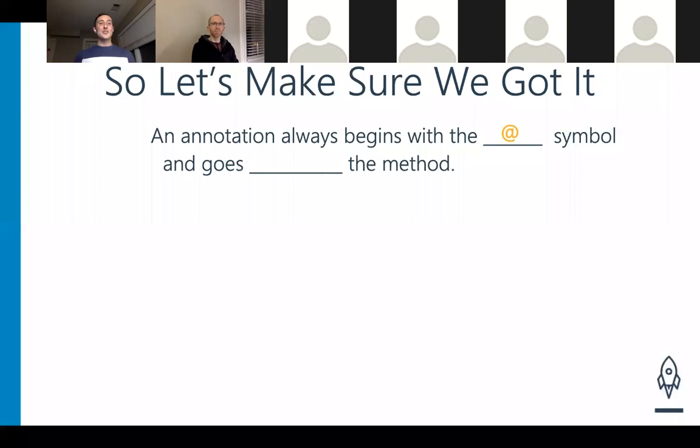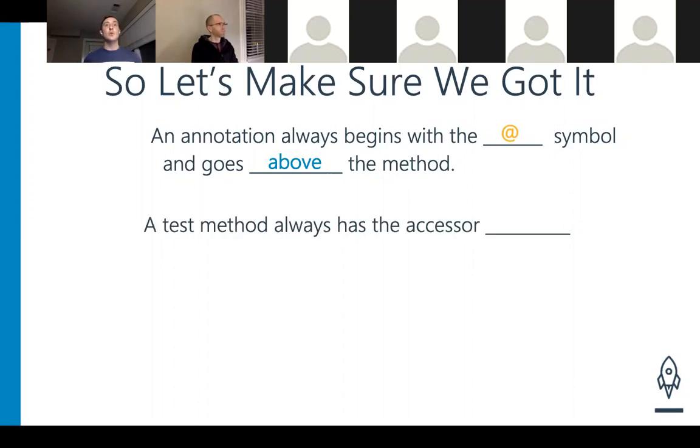All right, the second question is, annotations go blank the method. Where do they go on the method? Above. Very good, above it. Always above the method, directly above it though. There cannot be spaces between @Test and your public void. There can't be another enter. Make sure they're together. They need to travel in a pact. @Test doesn't like to be alone. All right, the next one is a test method always has the accessor what?